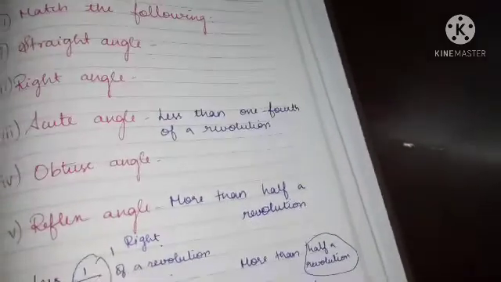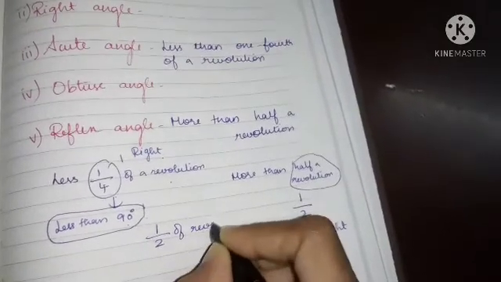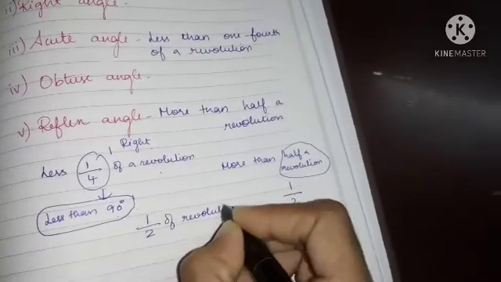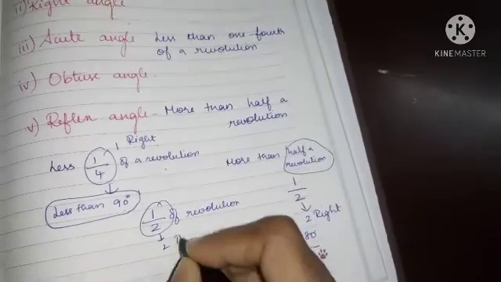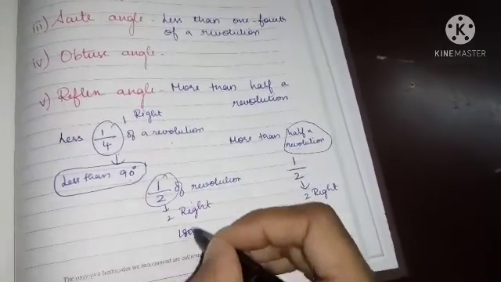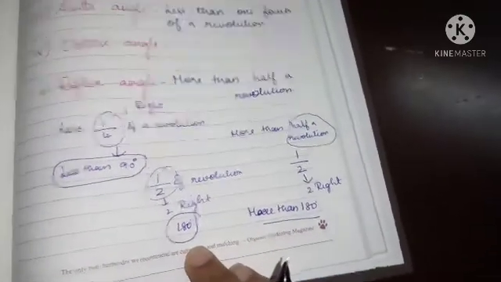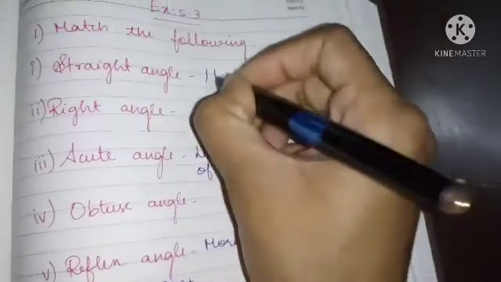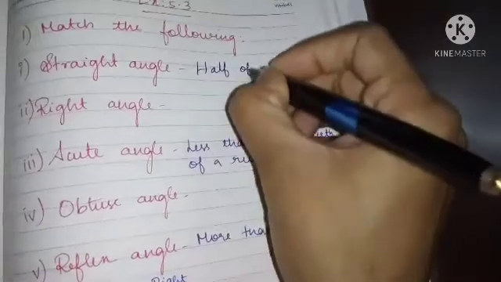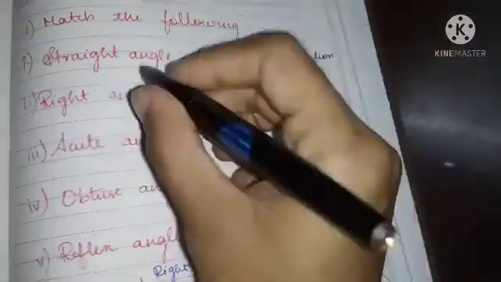Next, C option. Half of the revolution. This is how you will write half of the revolution. Half means 2 right angles. Two right angles means 180 degrees. So which will give you 180 degrees? Straight angle, correct? Then you will write half of a revolution is equal to straight angle.